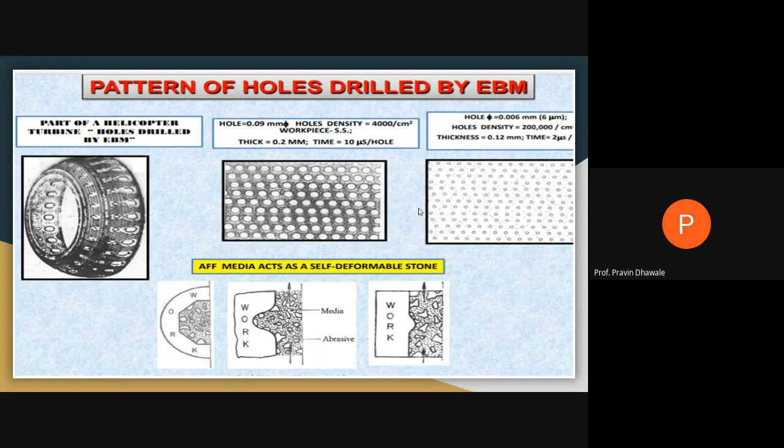In 1 centimeter square area, that is, if we draw a square of 1 centimeter by 1 centimeter, it provides 2 lakh holes within it. That is really magic, right?